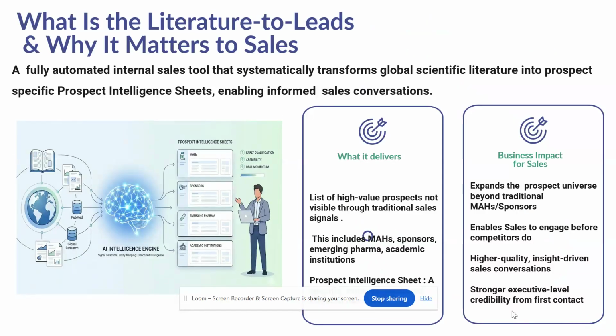The question is how this utility helps the sales team. Primarily, it helps identify high value prospects that are not visible through traditional sales methods. The output, however, is not just a list of companies. Instead, the utility generates a prospect intelligence sheet, a targeted, evidence anchored narrative that's built specifically for each prospect. This enables the sales team to initiate conversations that are contextual and insight driven rather than generic.